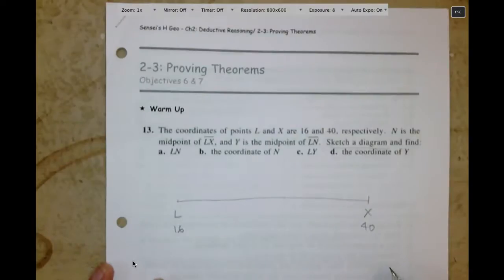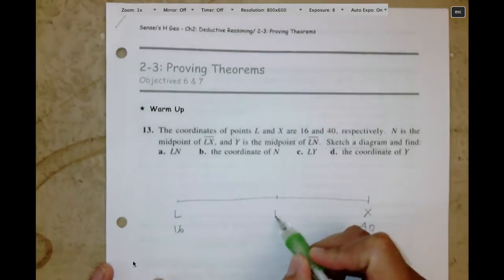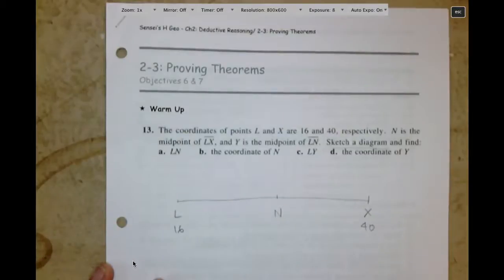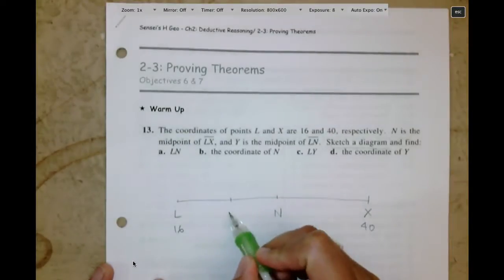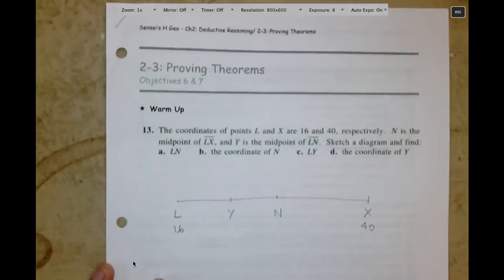respectively. N is the midpoint of LX. Here's the N. Y is the midpoint of LN. Here's the Y. Sketch a diagram and find L. And the distance between L and N is half the distance between L and X.